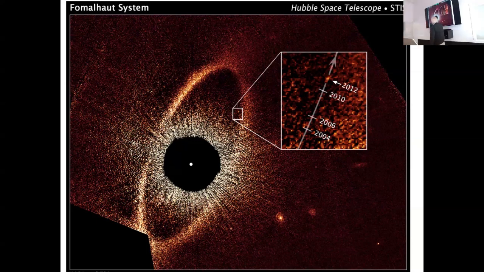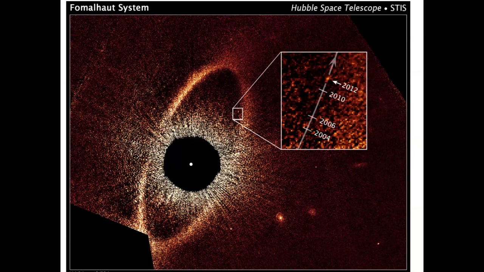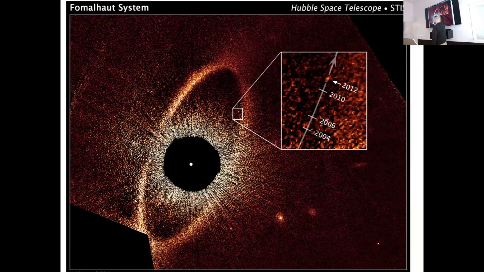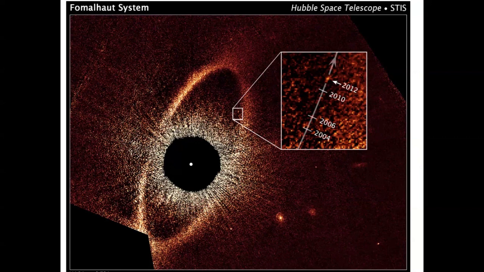That's not anything real. It's a mask over the star. But then we see this disk, and this is one where there seems to be a planet, a very large planet, or an incipient planet. That little thing there, pointed to in 2012, and it's moving. It's very difficult to see these things, very challenging.